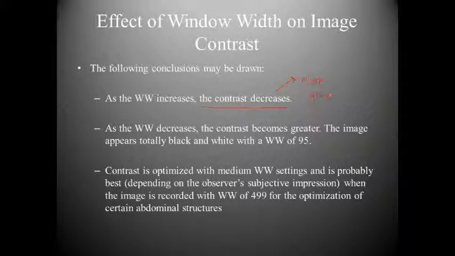The image appears totally black and white with a window width of 95. And so a window width of 95 will give you the blackest blacks and the whitest whites, and nothing in between. Contrast is optimized with a medium window width setting and is probably best depending on the observer's subjective impression when the image is recorded with a window width of 499 for the optimization of certain abdominal structures. So as we saw before, around 350 to even 500 will be an appropriate level for imaging the abdominal structures.